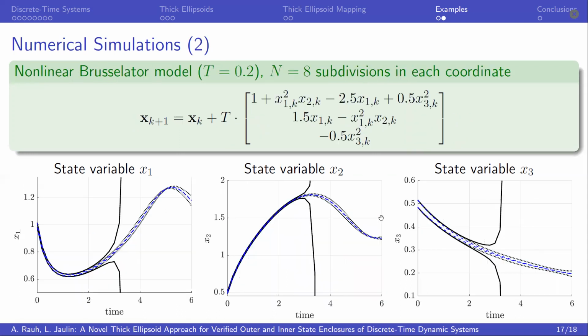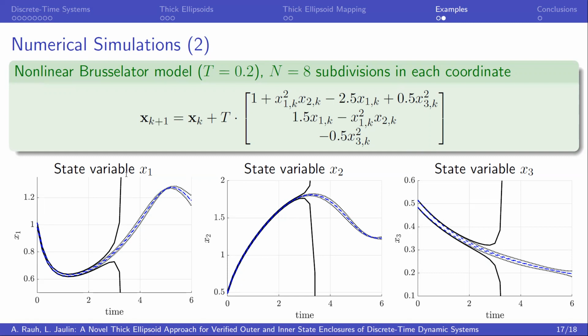Now let's consider a nonlinear system model. This time, this is a nonlinear Brusselator model, which serves as a simple model for describing oscillatory behavior in chemical reactions. If we just naively apply the thick ellipsoid simulation technique in this case, you will see that the outer state enclosures here by the black solid lines may diverge after some point of time.